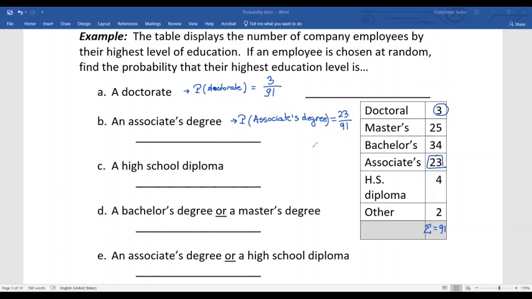I will not simplify this. I will just leave it like that. Okay, leave it as fractions for now. A high school diploma will be 4 out of 91.